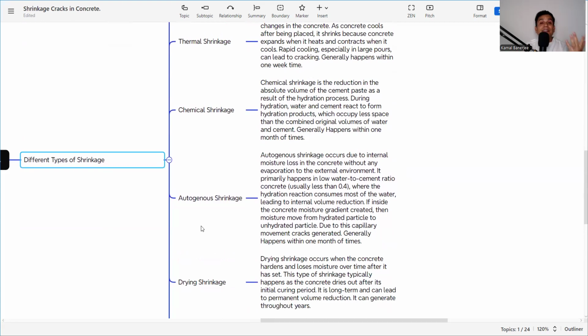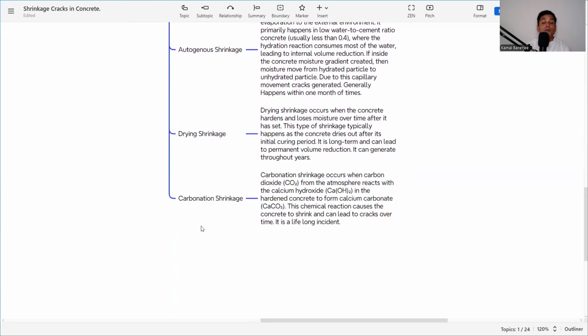But there is another type of shrinkage, that is carbonation shrinkage. Why? Because of the carbonation, carbon dioxide is the villain for that. Carbon dioxide is not good for us, but at the same time it is not good for the concrete also. Concrete also does not consider it good. If carbon dioxide goes inside the concrete, it starts suffocating, its volume changes, and a chemical reaction happens.